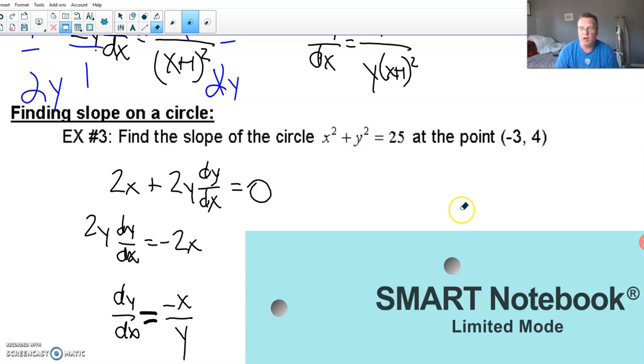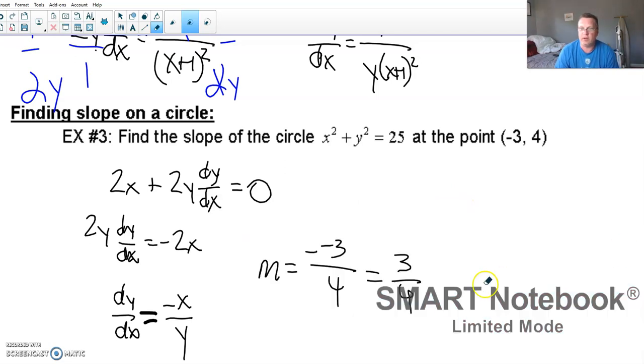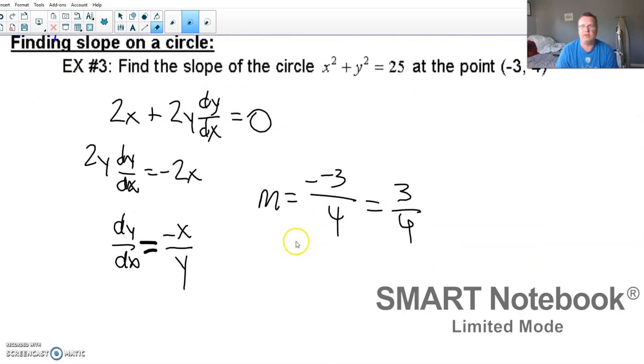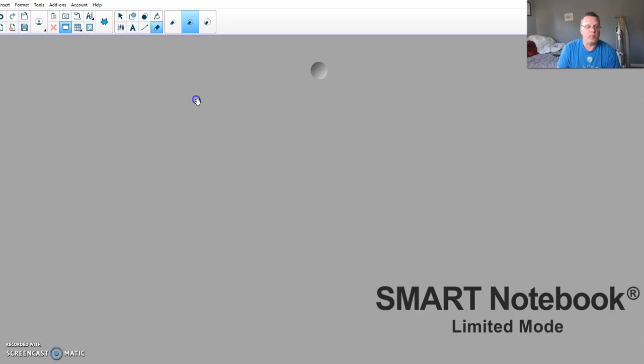All right, so what we do is we take those coordinates and plug them in. We have the negative 3 because it's (-3, 4). So negative 3 over 4 gives you a slope of negative 3/4. And that is going to be one of the assignments that you have to do, or one of the problems on page 162. Something exactly like this. Now the next one.